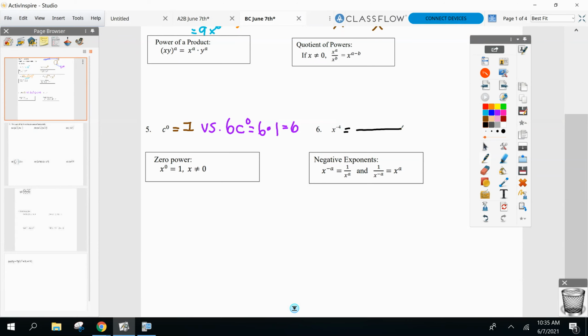But anyway, moving on. If we want to make it positive, we move it to the basement. So x to the negative 4th becomes x to the positive 4th in the denominator. What goes in the numerator? 1. So I make a fraction out of it. Any negative exponent gets sent to the denominator to be made positive. Okay?